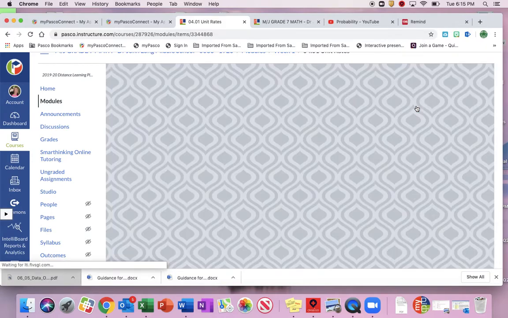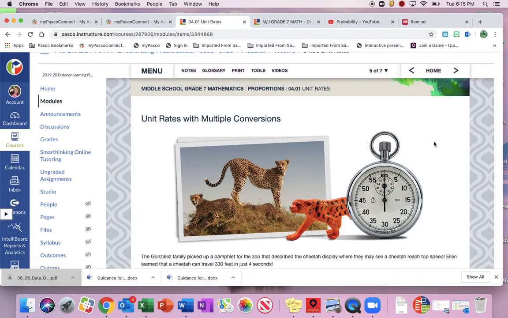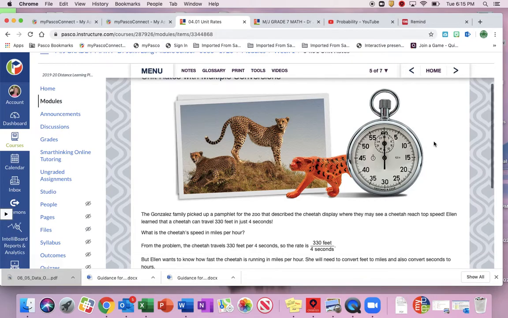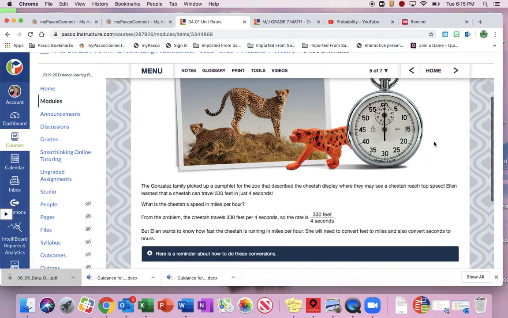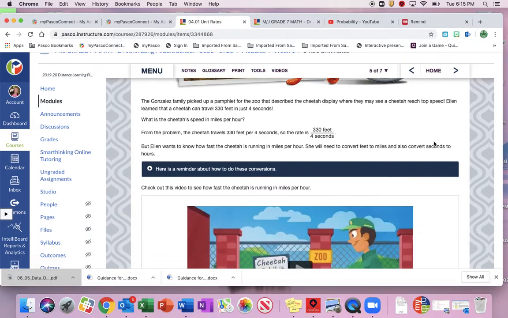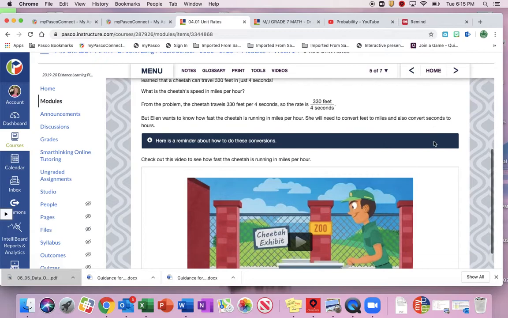Go into page 5. Now we're looking at unit rates with multiple conversions. Sometimes you may have to change from seconds to minutes to hours, and sometimes those are a little more difficult. So you definitely want to pay attention to these examples because there have been some like this on the quiz that people have had trouble with. So think about what units you are converting from and how far you may need to go. It could be more than one step.